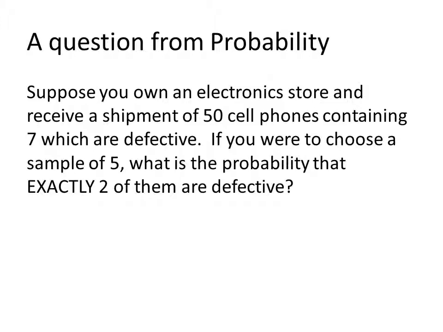Now, if we tweak this problem just a little bit, suppose you own an electronics store with a shipment of 50 cell phones, 7 of them are defective, and you want to take a sample of 5, but what is the probability of getting exactly 2 of them that are defective? Now in this case, if exactly 2 are going to be defective, then that means we want 2 that are defective and 3 that are good. The way that we solve this is we have to use these combinations.